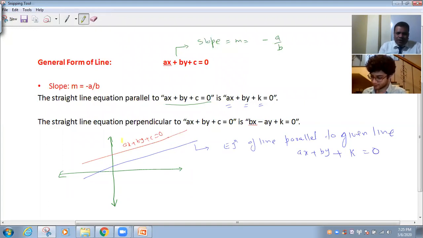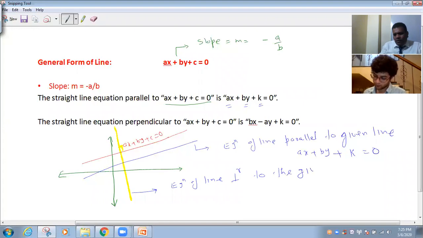Another line which is perpendicular to the given line. Let us say this line is perpendicular to the given line. So, equation of line perpendicular to the given line.